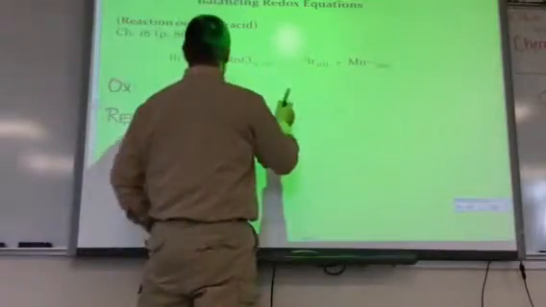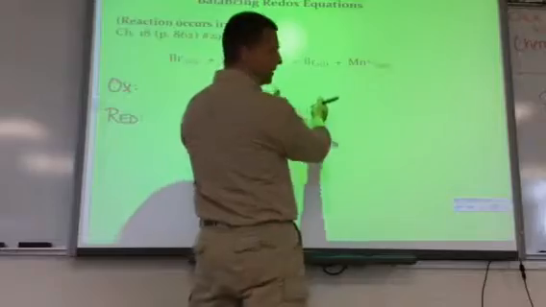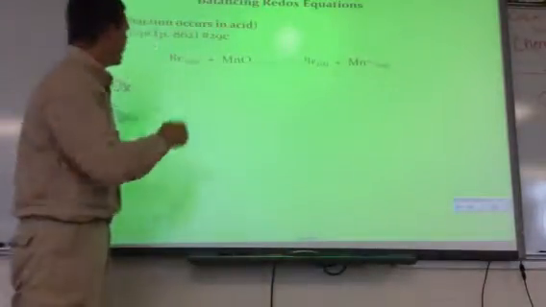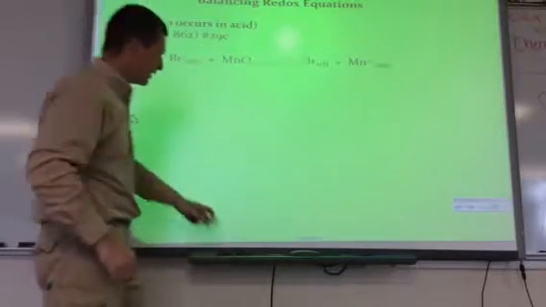And then when we start this thing, we're going to actually write the half reactions right in the middle of the page, because we will need to add things to both sides, the left and the right. So that's what we're going to make this look like.